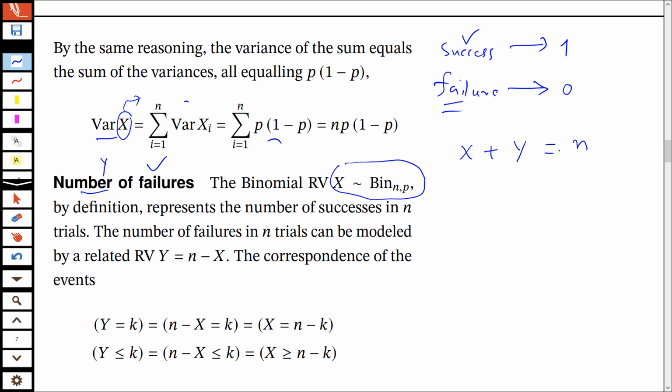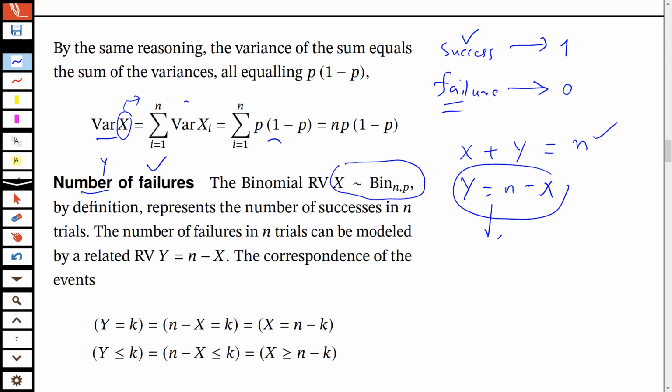So I know x plus y must equal n because the number of failures and the number of successes must be n. It cannot be smaller than n, it cannot be larger than n. So y equals n minus x, and I can use this transformation to work out the distribution of y.